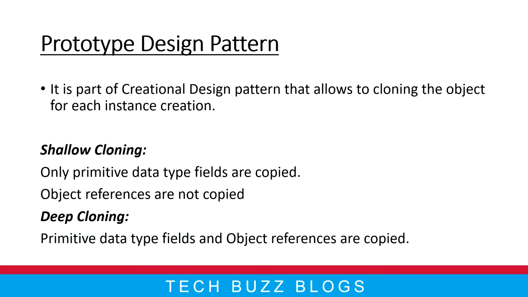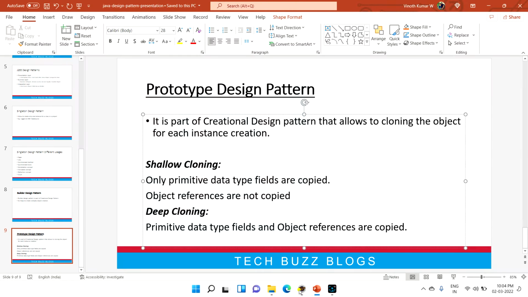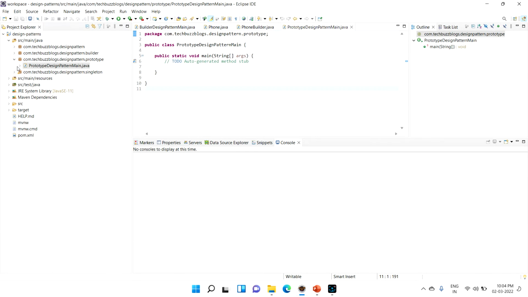Hope you understood, right? Let's jump into an example and see how it really works. Let me go to my Eclipse. I created a package called com.techbusblocks.designpattern.prototype. Here I have a dummy class which has the main method, that is fine.